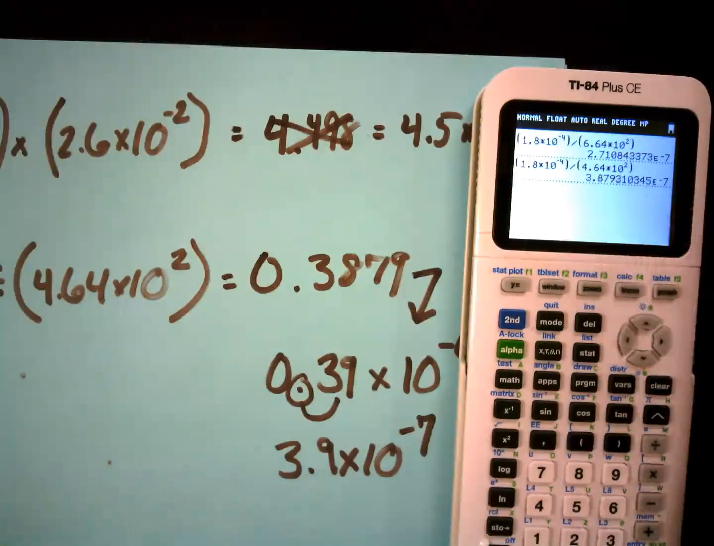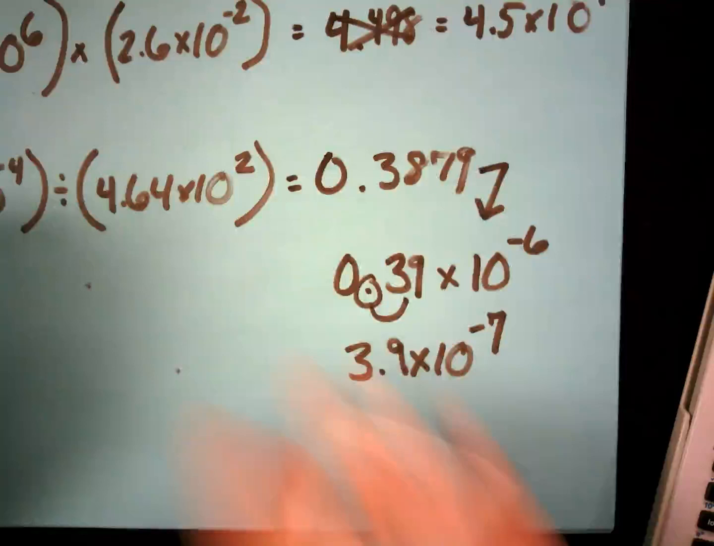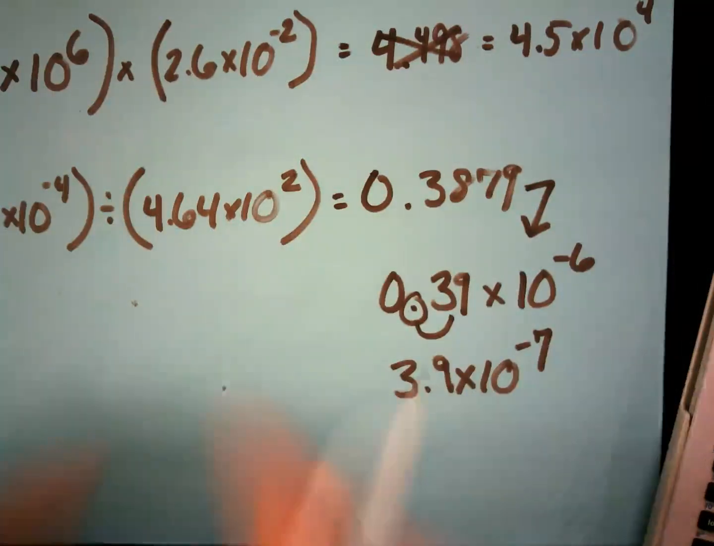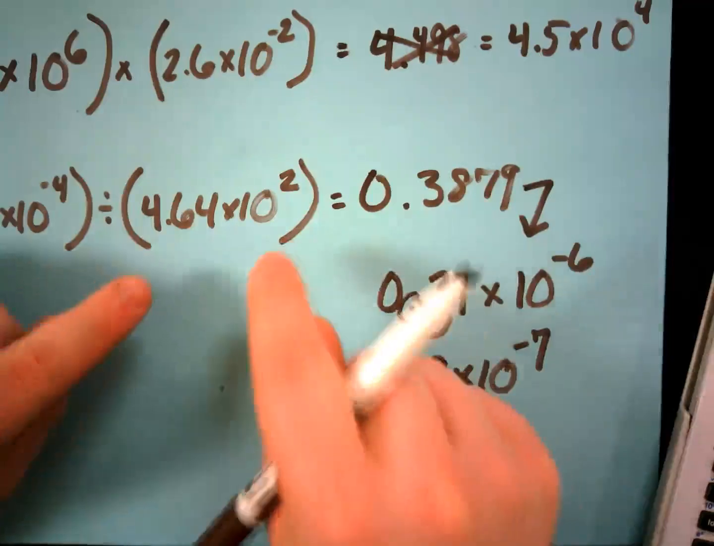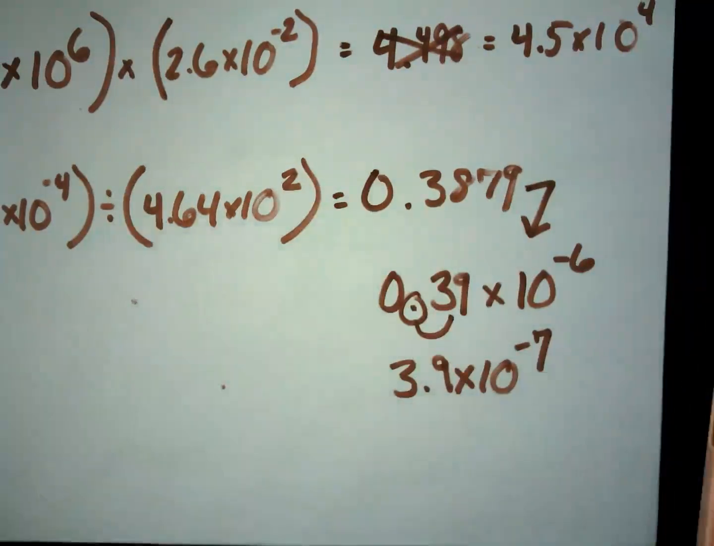So 3.879, which will then translate into 3.9. 3.9 times 10 to the -7th power. Okay. So it's really simple. It's making sure that your operations stay localized. They stay locked into where they need to be, and specifically held in by the parentheses. That's really the trick to it.